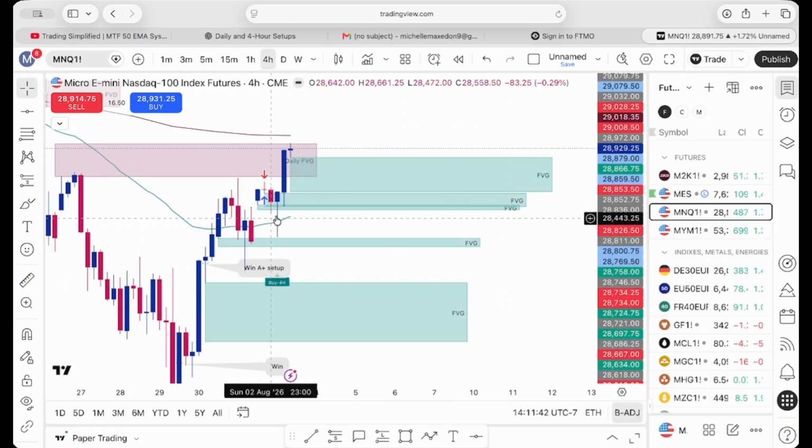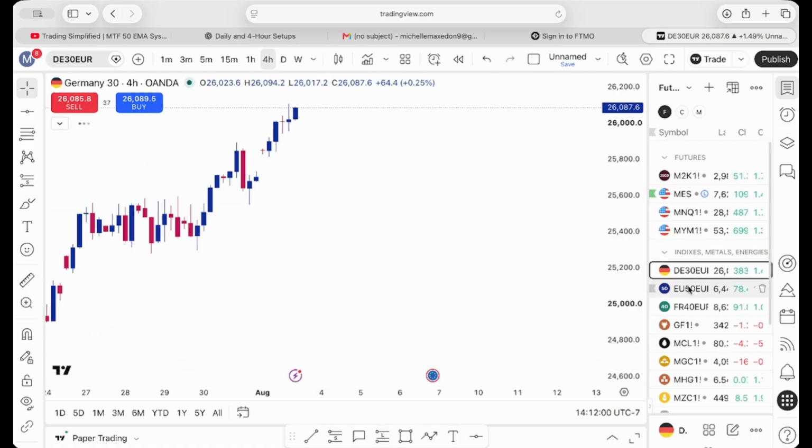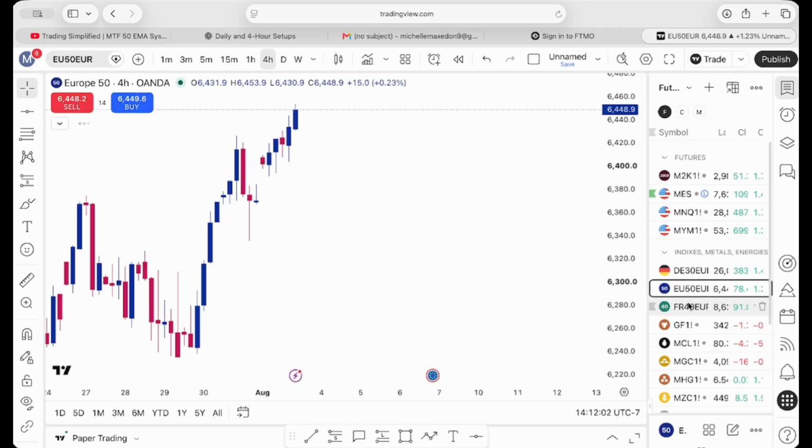All right, there was an entry right here. When was that? That was at 3 in the morning. So this would have been nice out of this fair value gap. You'd be in profit right there on NQ. Okay, let's keep going.